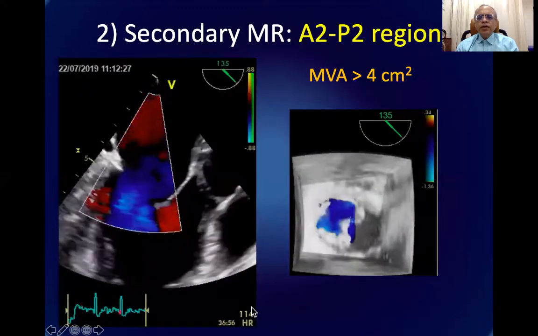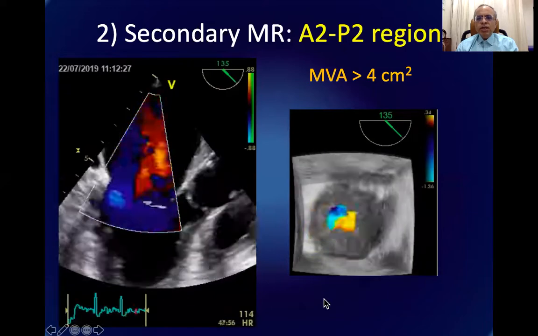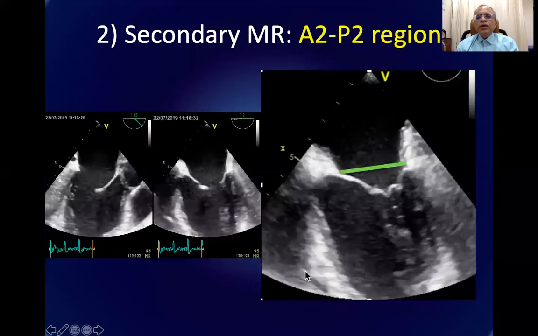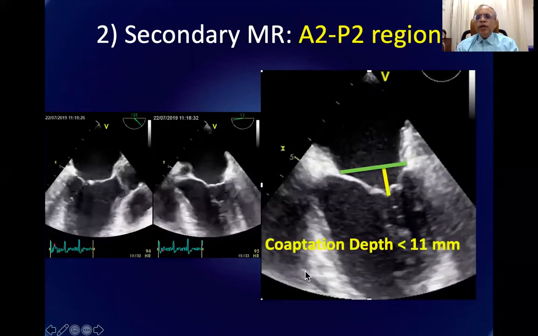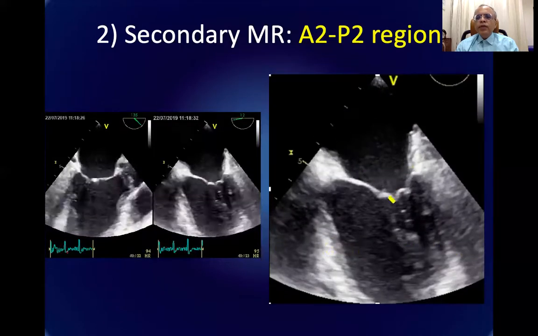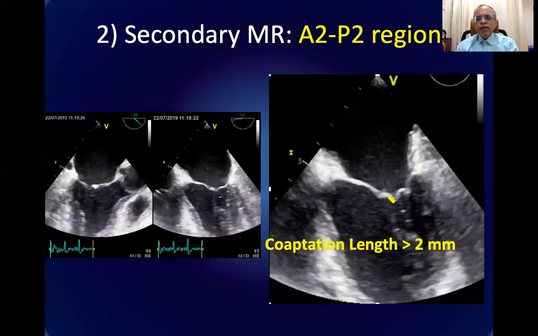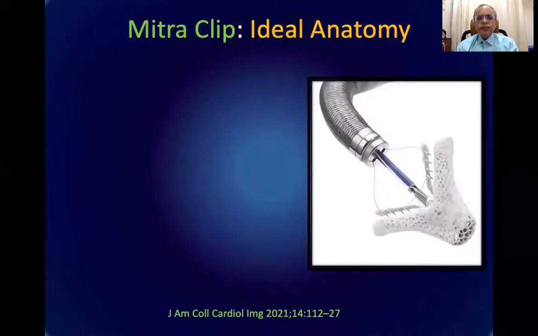For a secondary mitral regurgitation, the regurgitation jet should originate at the A2P2 region, and the mitral valve area should be more than 4 square centimeters. The coaptation depth should be less than 11 millimeters, and also the coaptation length, that is the overlap between AML and PML, should be more than 2 millimeters.